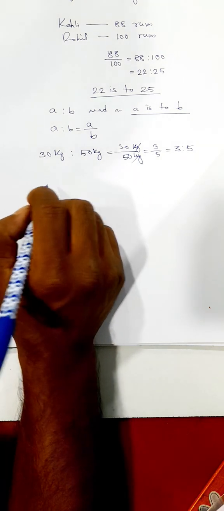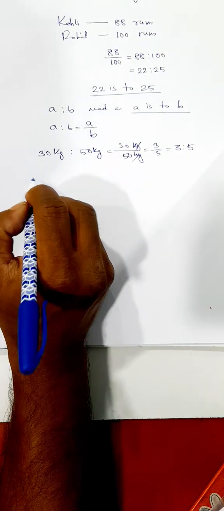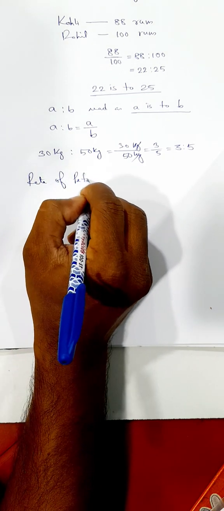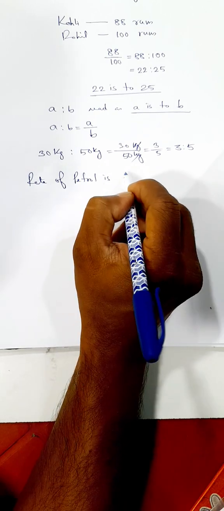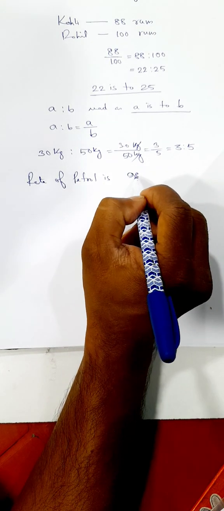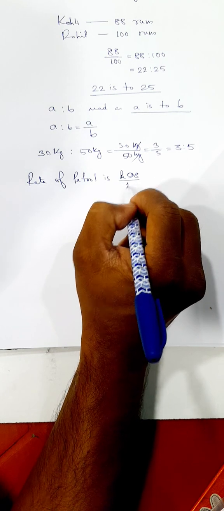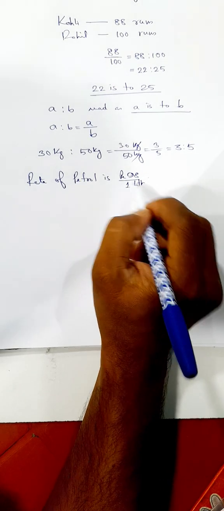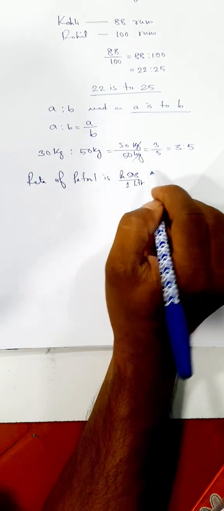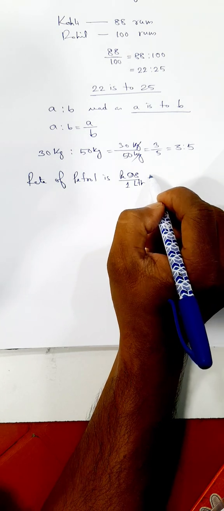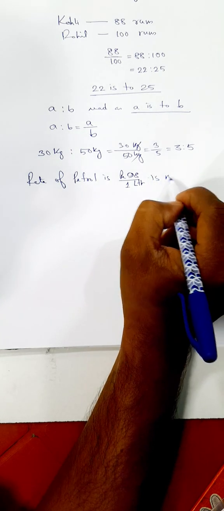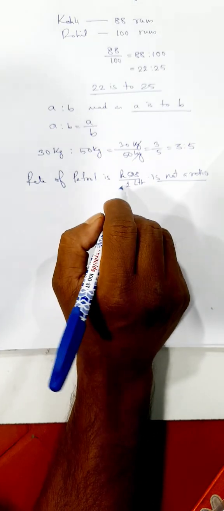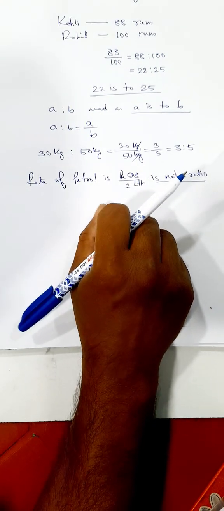Now please do not get confused rate with ratio. Say for example, rate of petrol is say 98 rupees per 1 liter. Now this is not a ratio because the units are not same. This is rupees and this is liter, so it is not a ratio. It's a rate, right? When units are different, their comparison is not ratio, it's a rate.